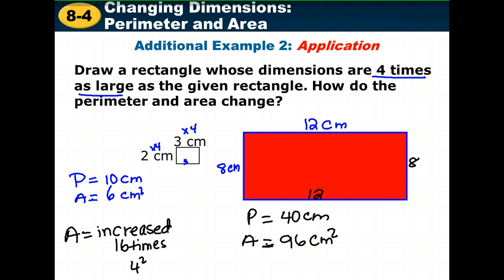So what do you guys notice? In the previous one we did, when the dimensions doubled, the perimeter also doubled and the area increased by 2 squared. And here the dimensions quadrupled, and we also have the perimeter quadruple, and the area increased by 4 squared. So that's one thing to keep in mind, so it can save you some time in doing a lot of calculations. Again, this is only for the rectangle. All right, moving on.